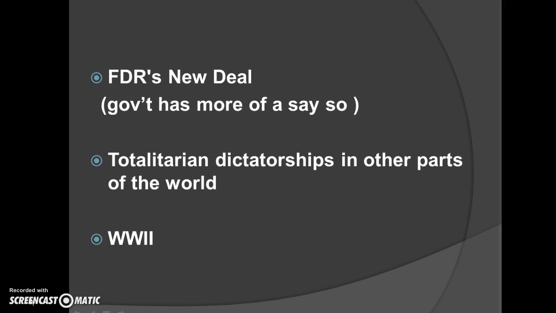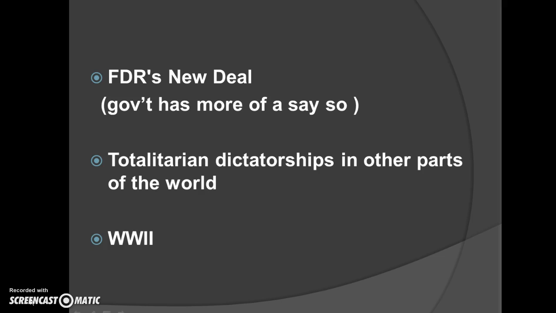His approach was the New Deal, which essentially gave the government more power to have a say-so over programs like jobs, welfare, how much taxes we have to pay. And we'll get into more detail about the New Deal in the next lesson.